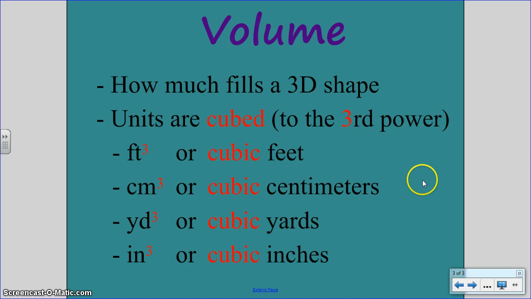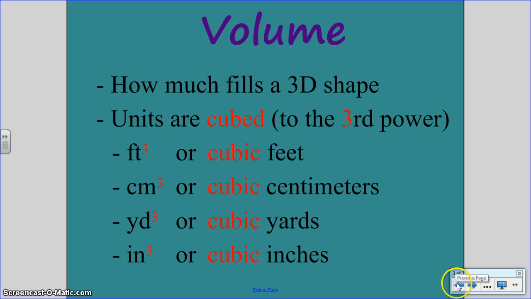Examples of this would be feet cubed, cubic feet, that's another way to say it, centimeters cubed or cubic centimeters, yards cubed or cubic yards, inches cubed or cubic inches. You can say it either way, just like we say feet squared or square feet when we talk about area. Volume is cubed or cubic.